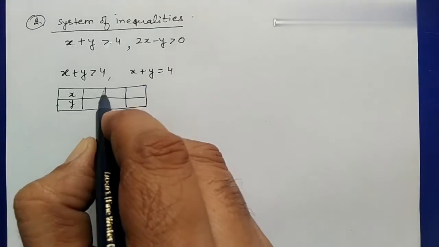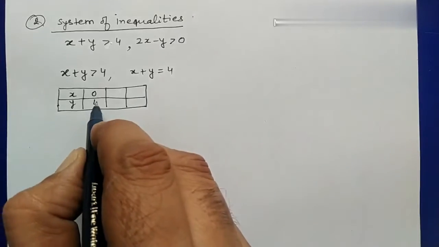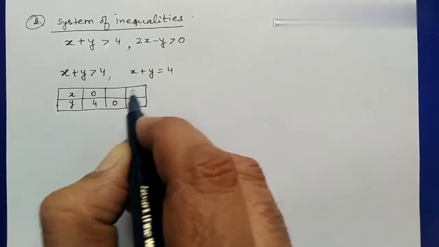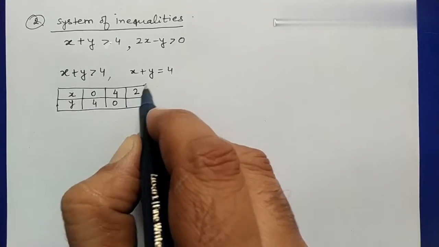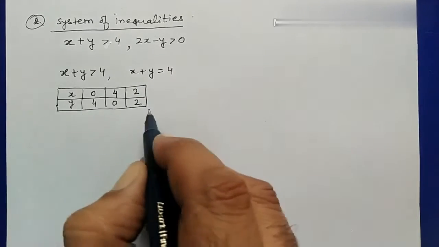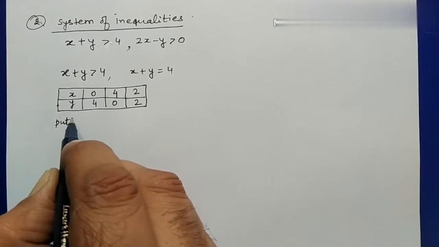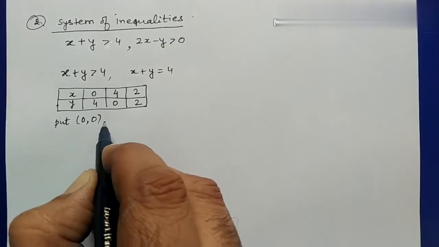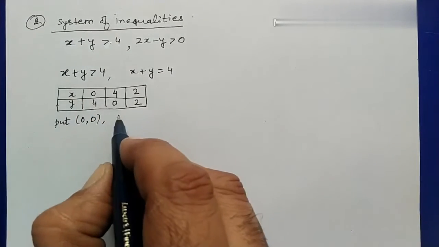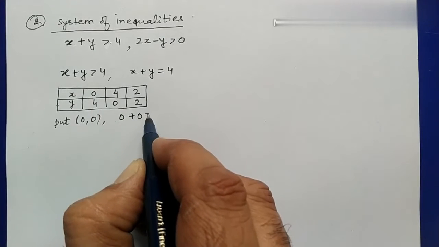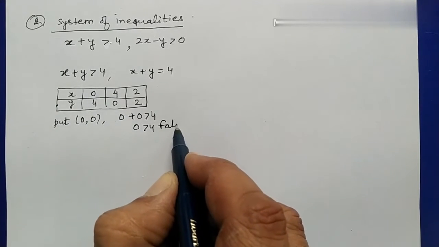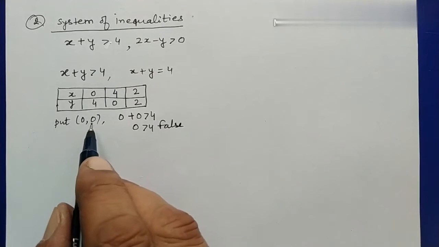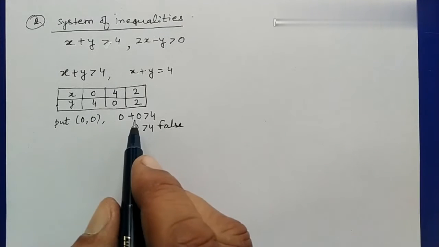If we put x equal to 0, we get y equal to 4. If we put y equal to 0, we get x equal to 4. If we put x equal to 2, we also get y equal to 2. So these points we get. Now we put here 0, 0. In place of x and y we put 0, so 0 plus 0 is greater than 4. So 0 greater than 4 is false. False means the 0, 0 point is not included here.